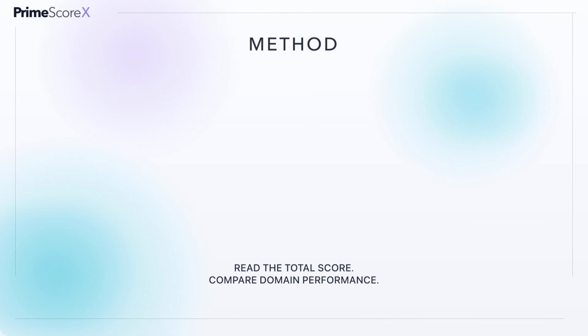Use a simple method instead of improvising. Step 1, read the total score. Step 2, compare domain performance. These first two moves slow the situation down just enough to create control, without turning the question or the study session into a long analysis exercise.